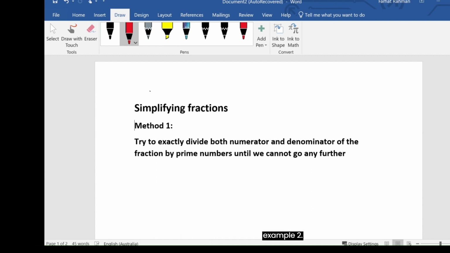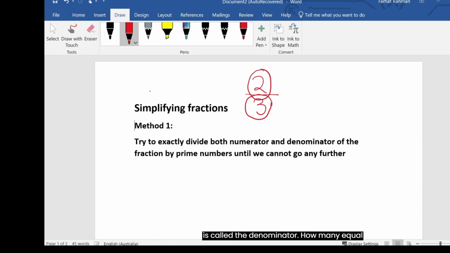For example, 2/3. The top number is the numerator. It tells us how many parts we have. And the bottom number is called the denominator, how many equal parts the whole has been divided into.